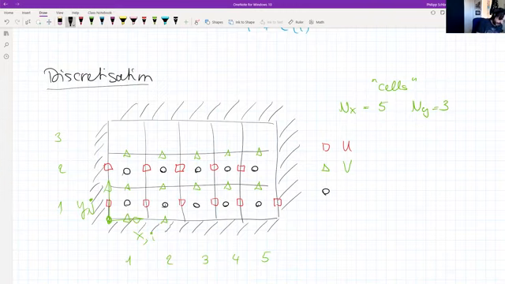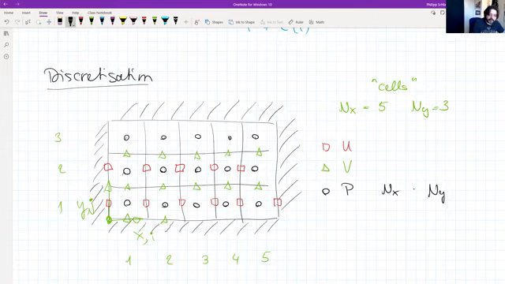So this would be the pressure. That's the standard way that we would now distribute our unknowns, something like this. Of course, that also means that suddenly we have a different number of u, v, and p unknowns. For p, it's maybe the simplest. There we have exactly nx times ny unknowns.